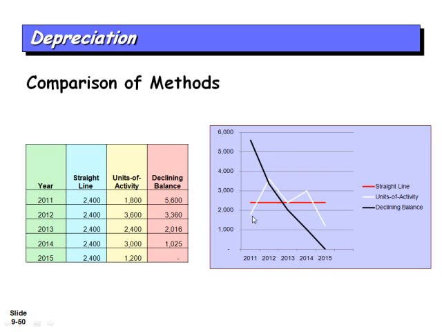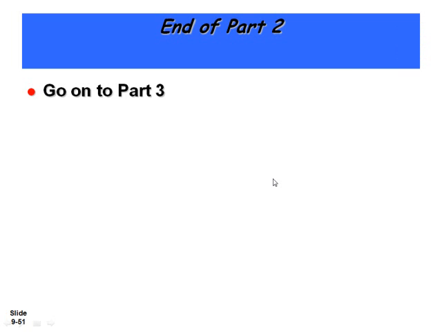And it's very typical, particularly with startup companies, to have units of activity be pretty low the first year because you have less customers. And then as the word gets out, your sales might grow, and so will your use of that asset. This concludes part 2.